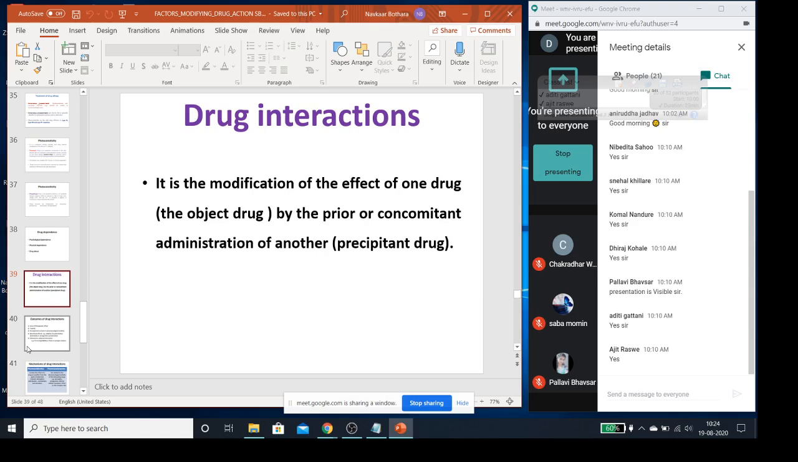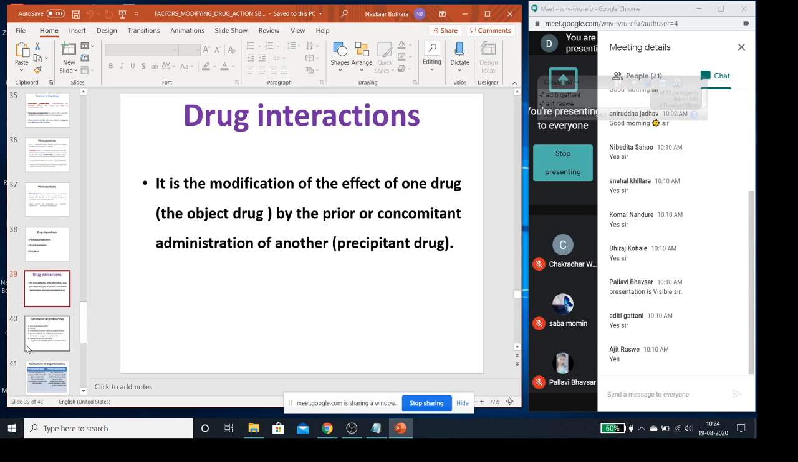Then next is drug interaction. It is the modification of the effect of one drug by the prior or concomitant administration of another one, that is called a precipitant drug. So one is the object drug and the other is the precipitant drug. So when two drugs are there, we call it concomitant.